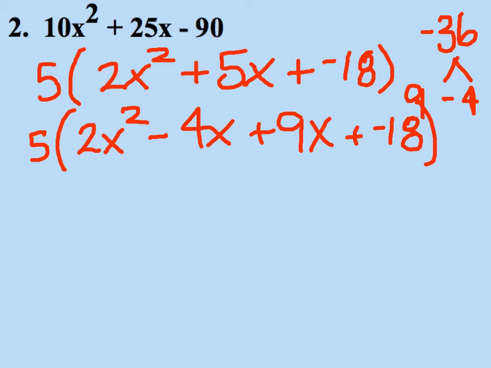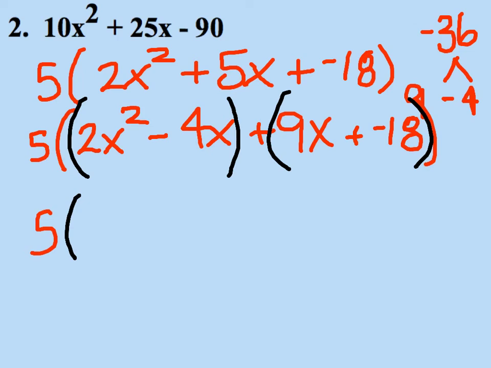So I'm going to factor using the grouping method or the distributive property method, whichever one you prefer calling it. That means I'm going to put parentheses around my first two terms and parentheses around my second two terms. I'm going to factor out my greatest common factor. I'm going to keep bringing my 5 down here. And then my new greatest common factor for my first binomial is going to be 2x. When I factor 2x out of this binomial, I'm going to be left with x minus 2.